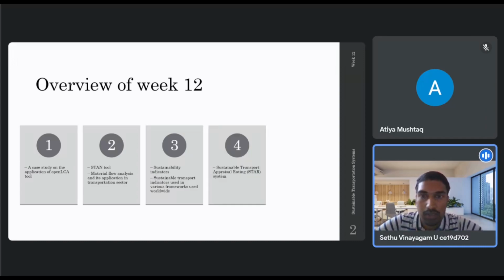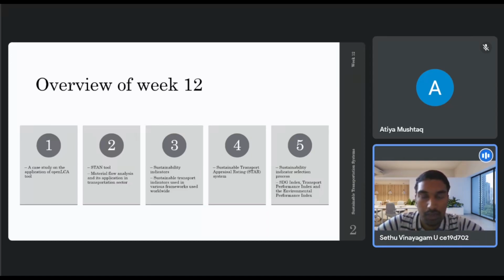In the fourth lecture, we looked at a rating system called the Sustainable Transport Appraisal Ratings, or STAR for short. This is specific to transportation related projects. We looked at the features, the criteria used in getting this rating, and also the scales used in providing points for the different criteria. Those were discussed, and finally a case study of using this STAR rating system was also covered in lecture number 4. In the last lecture, we were looking at how we use these sustainability indicators.